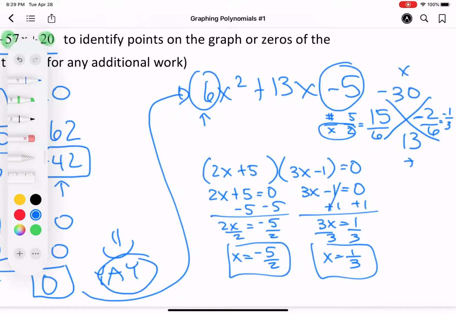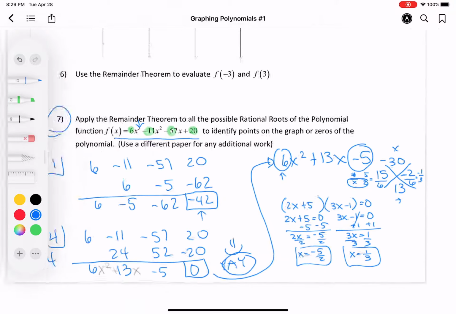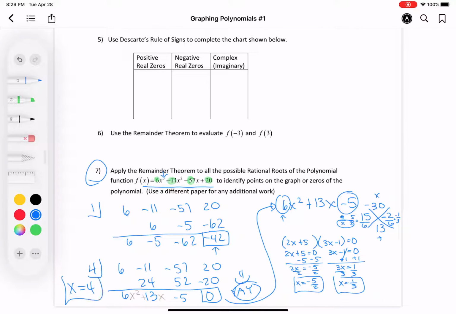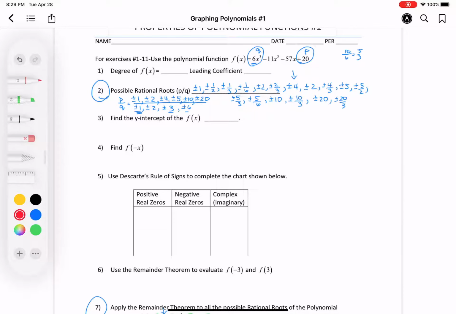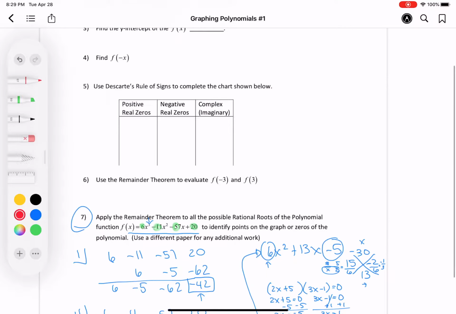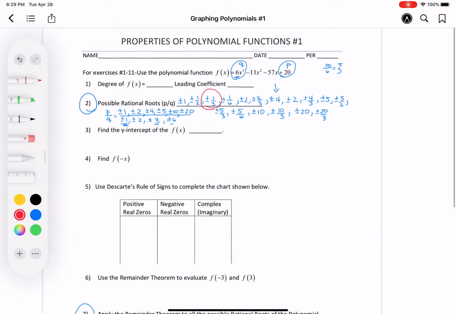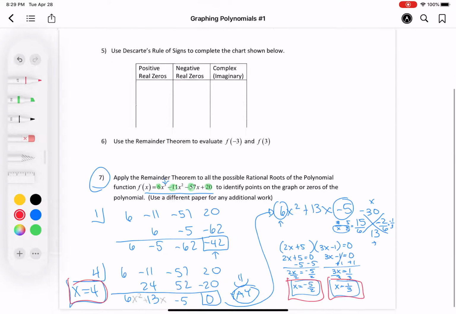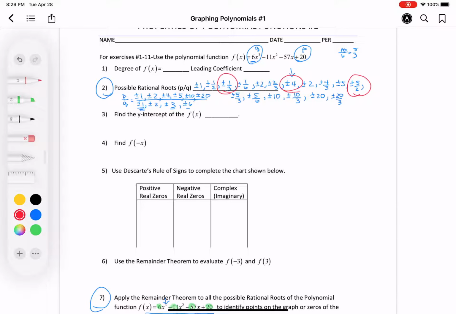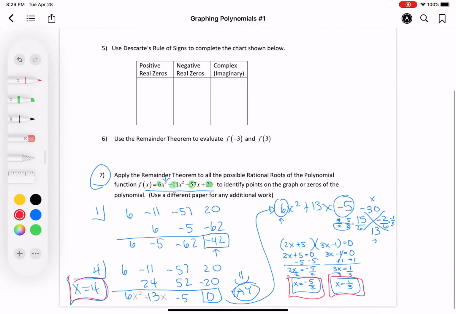So let's look up here at the choices. I have 3 roots, right? I have x equals 4 is a root, and these are my other 2 roots. 1, 2, 3. Was -1/3 a choice? Yeah, it was. Was -5/2 a choice? Yes, it was. And was 4 a choice? There it is. Okay, so that is how you apply the remainder theorem.